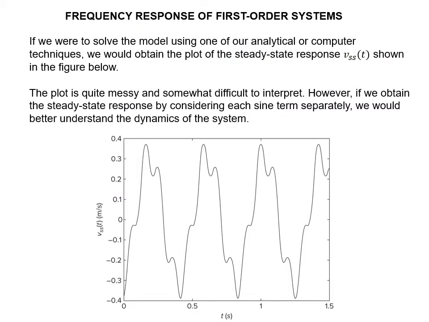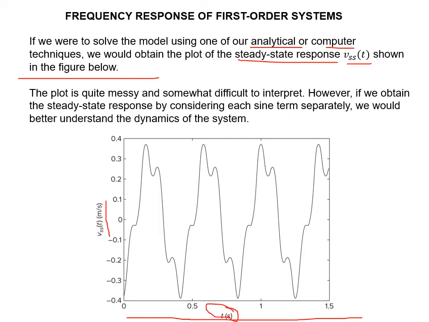Now we could solve this model using analytical or computer techniques. From that, we can obtain a plot for the steady state response, or v_ss of t, as shown in this figure down below. We have our v_ss of t over here on our y-axis in meters per second, and we have our time in seconds down here on our x-axis. We can see this is kind of messy and difficult to interpret. But if we obtain the steady state response by considering each sine term separately, we could better understand the dynamics of this system.